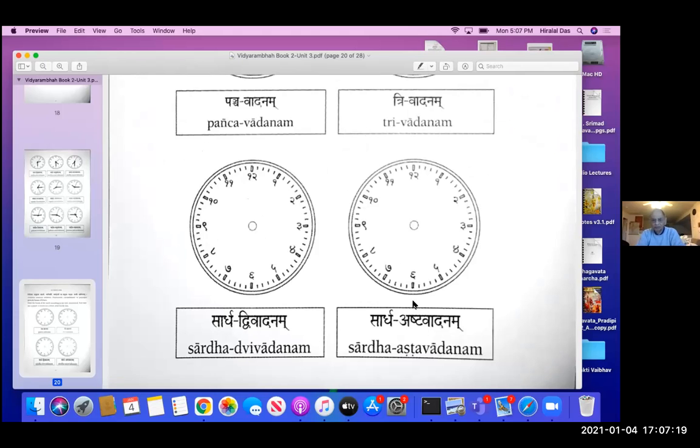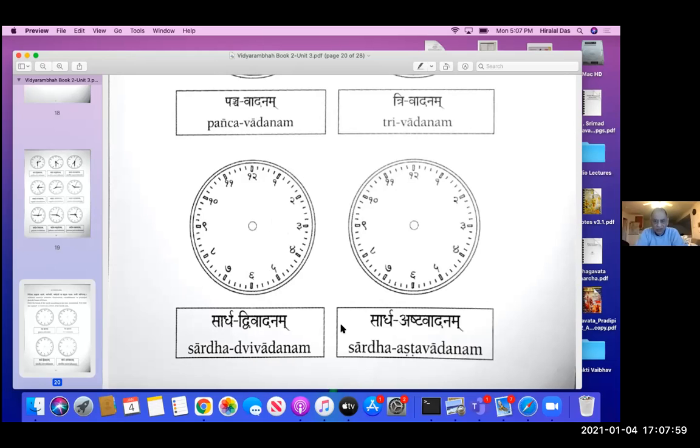Who can tell? Sardha is half. I can start calling out the names, Prabhuji. Okay, all right. So I have explained them. So they have to answer me in Sardha Dvivadanam, where would be the long hand and where would be the short hand. Sure, Prabhu. Okay. Shruti, please go ahead. Okay, so the long hand goes to 6 and the short hand goes to 2, or in the middle of 2 and 3. Very good.